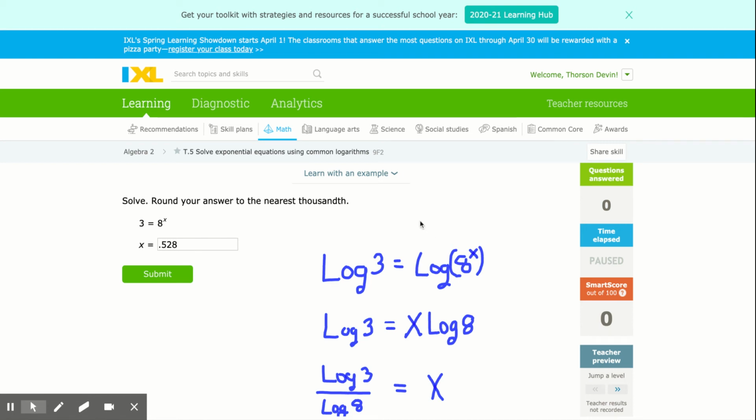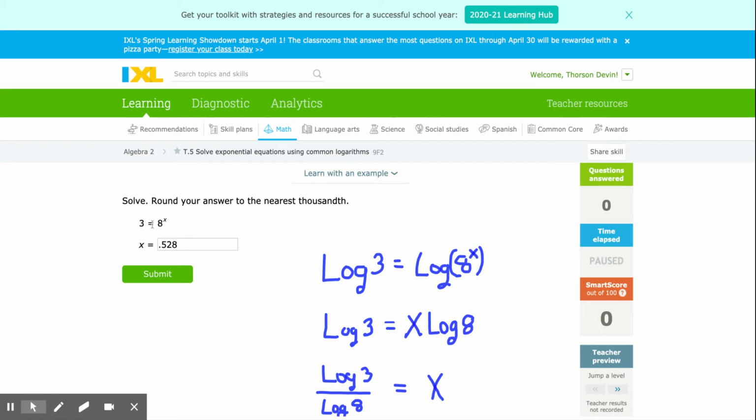Welcome. In this lesson, we're going to be using what's called the change of base formula to evaluate or solve exponential equations that would be otherwise impossible without logarithms, because I have no clue what exponent I need to put on 8 in order to get it to equal 3. So for this lesson, they want us to use the common log.